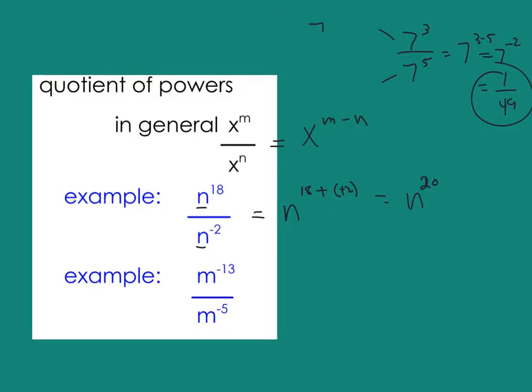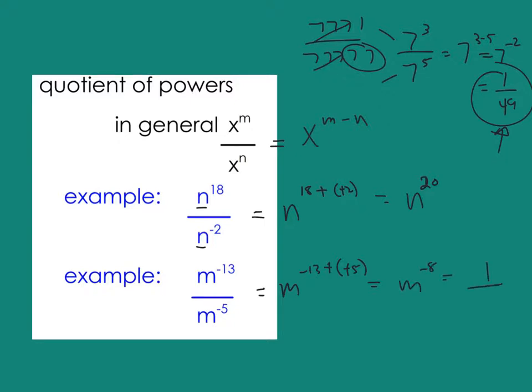Or you could look at it as sort of like 3 7s on the top and 5 on the bottom. 3 cancels, that's 1 over 49. So there's lots of ways to look at these rules and to negotiate in your head that they do work. Last one, m to the negative 13, the numerator minus the denominator. So it's going to be negative 13 plus 5. So that's m to the negative 8.